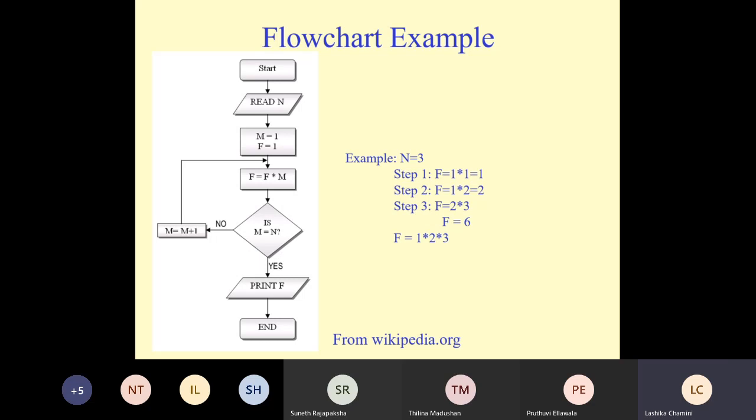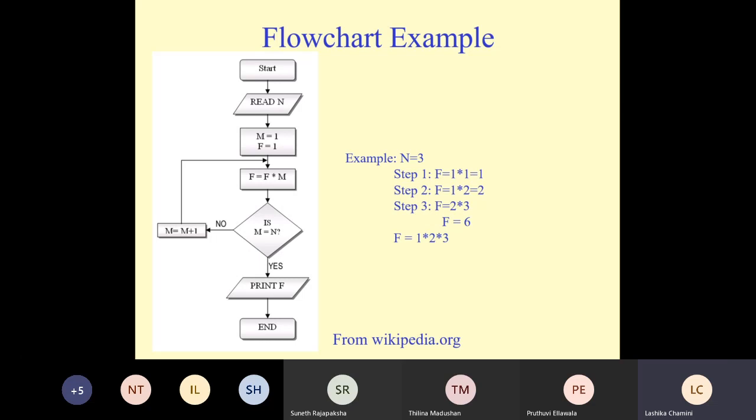So for example, we'll get the value of n as 3. In the first step, we get the value of f by multiplying f by m. At the first step, the value of m is 1 and f is equal to 1. So at the end of the first step, the value of f is equal to 1. Then we check whether the value of m is equal to n. Now the value of m is equal to 1 and n is equal to 3.